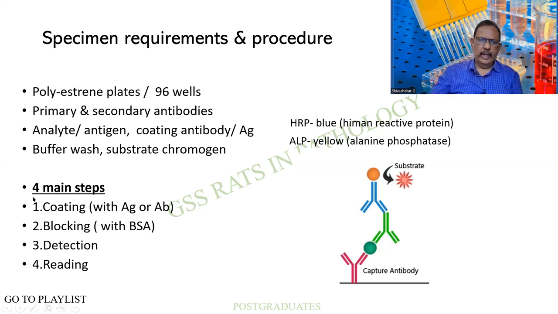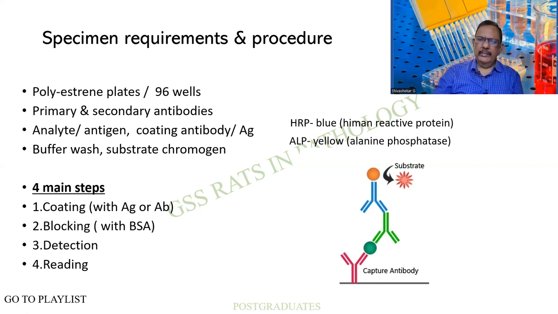There are four main steps. One is coating of the wells with either an antigen or an antibody. Second, blocking, so that non-specific substances are not getting attached. Third one will be detection. And fourth one is reading. So in this case, there is a well, there is an antibody, and then there is probably an inactivated antigen. And again to this, there is another antibody that is being attached. Sometimes we can have an antibody to an antibody. And finally, you have got a coloring substrate which helps us identify and measure.